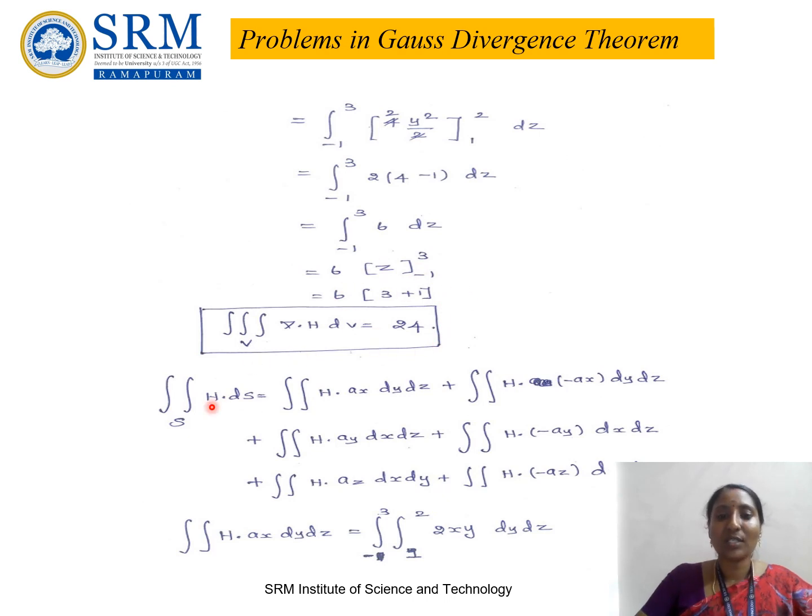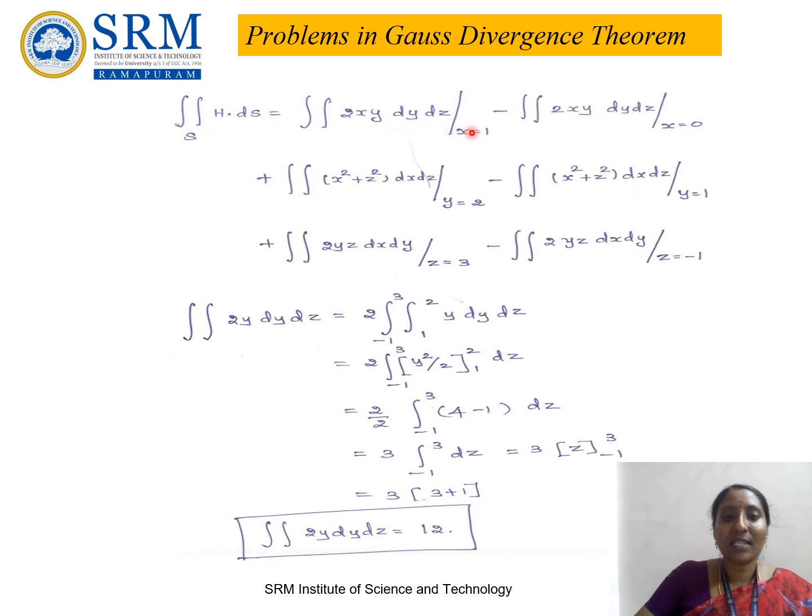Then we take the RHS, that is the surface integral, the double integral of H dot dS. In this we have to classify it into 6 types; take a cube as an example: plus x to minus x, plus y to minus y, and minus z to plus z. So we have 6 faces. Accordingly we classify the surface as ax, minus ax, ay, minus ay, az, minus az. We have to simplify every term individually, integrate, and finally conclude the result.